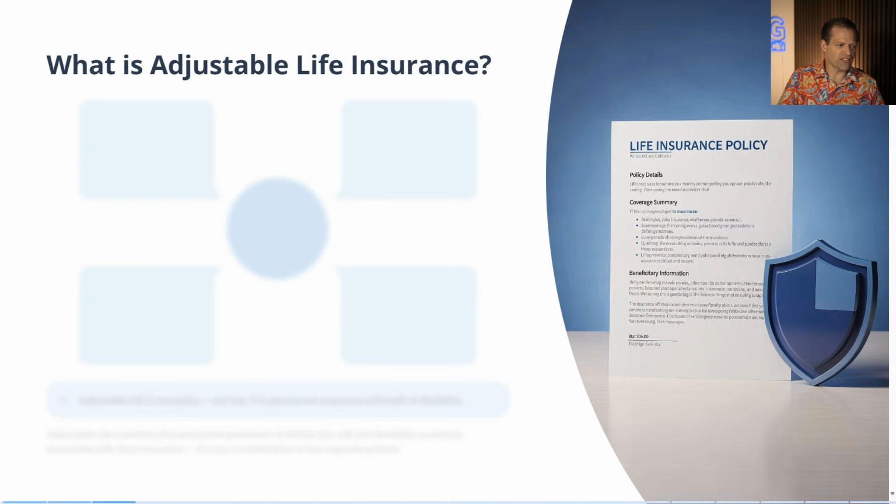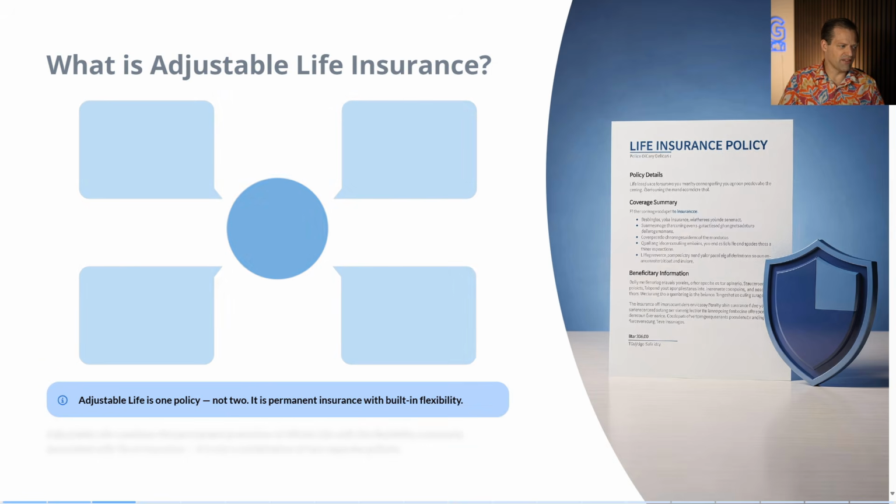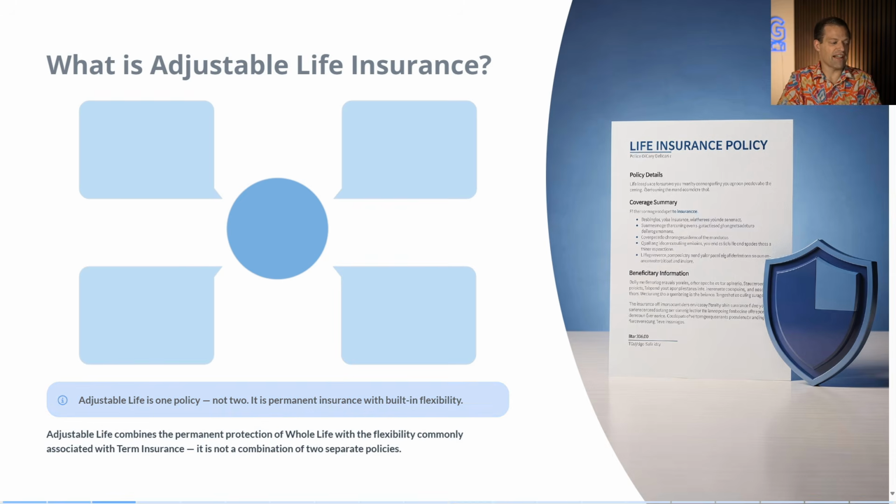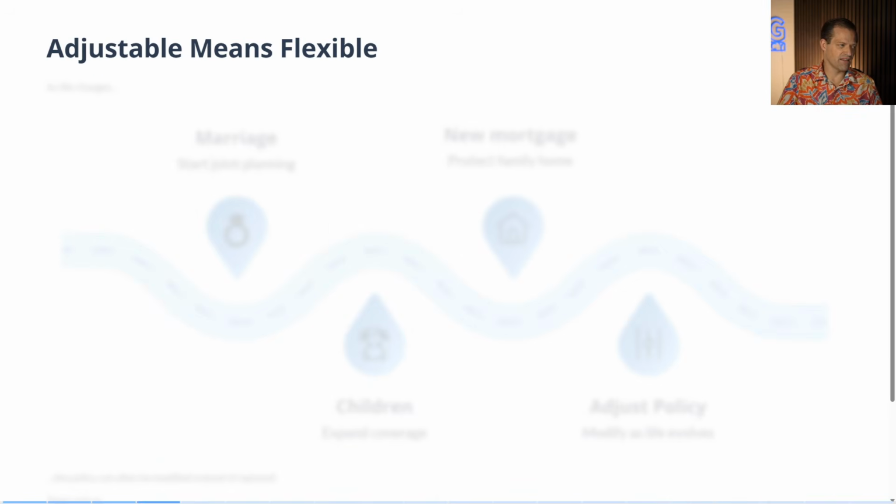So let's talk about what adjustable life insurance is. It is one policy, not two. It's a permanent life insurance plan with built-in flexibility. The adjustable life combines the permanent protection of whole life with the flexibility commonly associated with term insurance. So understand it's not a combination of two separate policies, it's one and the same.